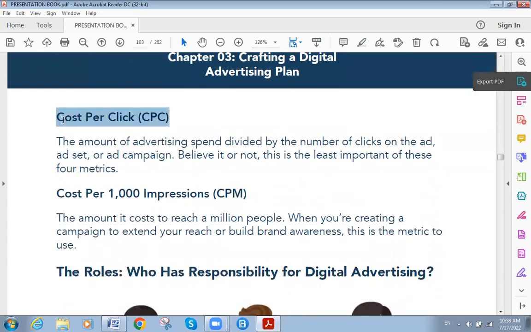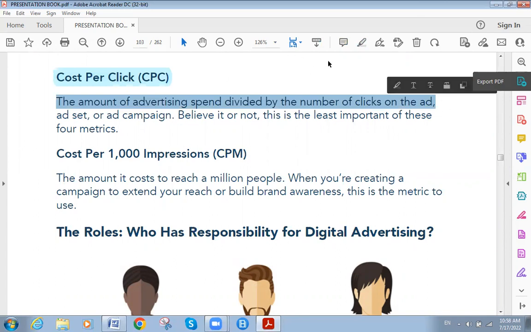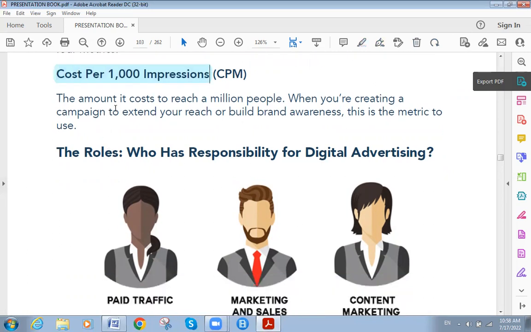Cost per click. This is a very famous one. The amount of advertising spent divided by the number of clicks on your ad. How many people click your ad? Cost per 10,000 impressions: the amount it costs to reach 1 million people. When you are creating a campaign to extend your reach or build brand awareness, this is the metric used.